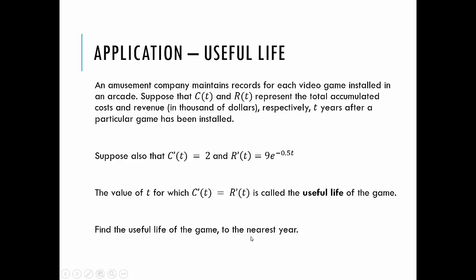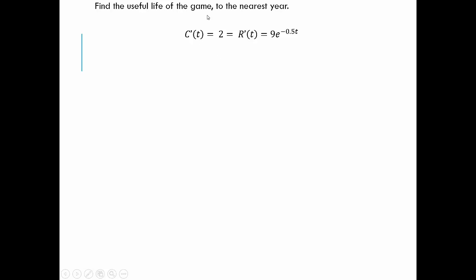I want to find the useful life of the game to the nearest year, and then find the total profit accumulated during the useful life of the game. So let's find the useful life of the game to the nearest year. I set these equal to each other. I'm going to solve for t.